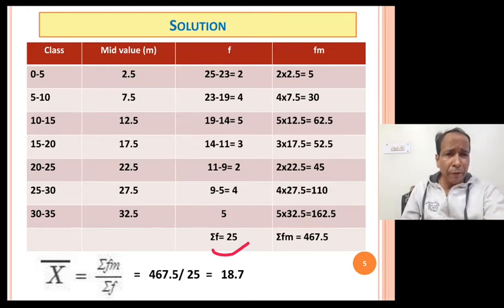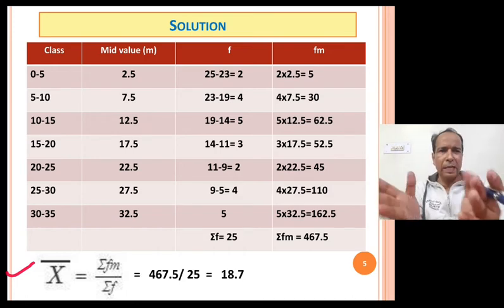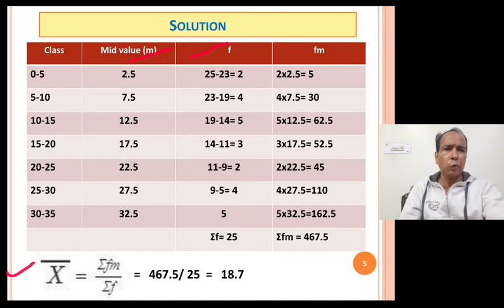Now we have mid values, that is M, and we have frequency, that is F. So what does our formula say? Our formula says X bar equals sigma Fm upon sigma F. Fm means we have to multiply frequency with mid value. For every class we compute Fm. So here F is 2, M is 2.5, 2 into 2.5 gives you 5. F is 4, M is 7.5, multiplication gives you 30.